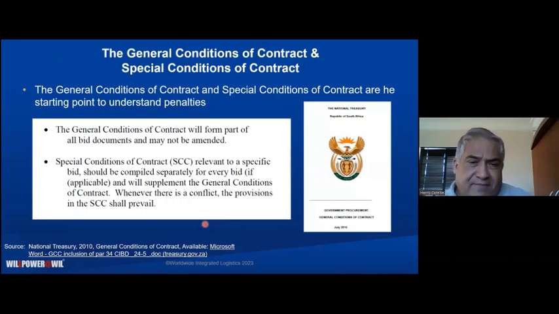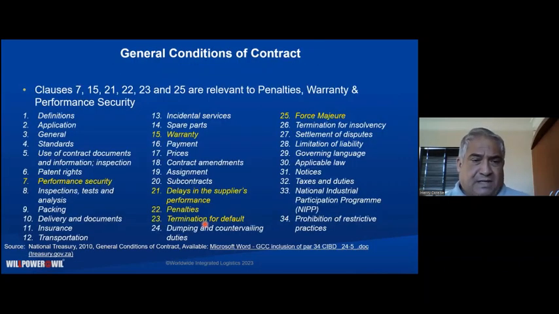Now, as I was saying, let's come back to the general conditions of contract, and in that context, the special condition of contract. When all of you put together or compile specifications, they need to give consideration to the special condition of contract. The general condition of contract is quite extensive, but you can see there are a couple of clauses that relate to what we're talking about today. At the end, we will talk about performance security. We'll talk about the warranties, and we'll start off with the penalties.